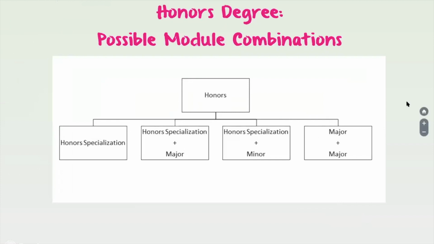So just an example of different module combinations. These are the module combinations that have been approved by the university as part of the honors 4-year degree. So you are able to do an honor specialization in one subject, an honor specialization in one subject and a major in another, an honor specialization and a minor, or a double major.